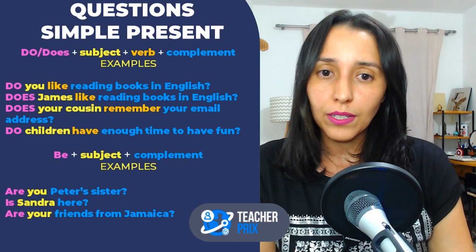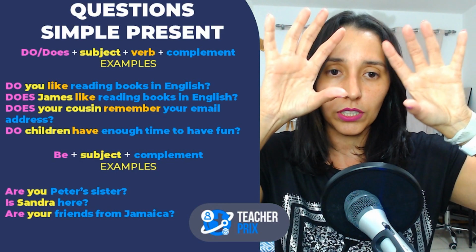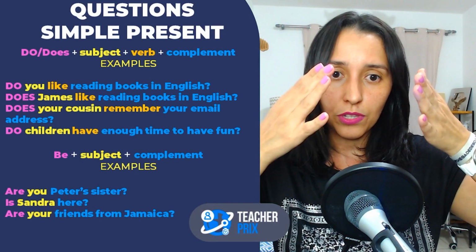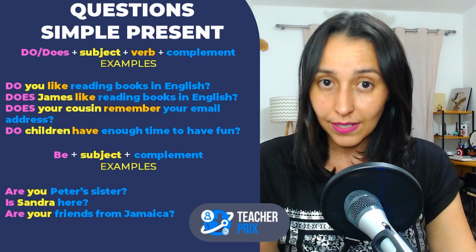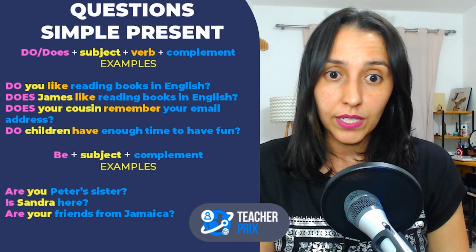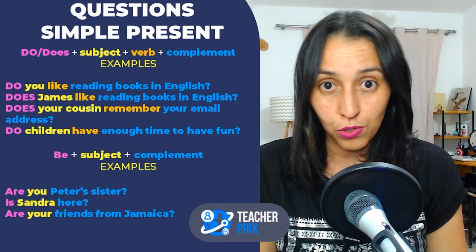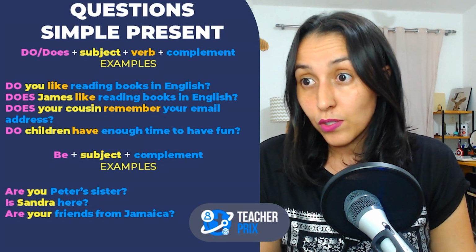So, do you like reading books in English? Here the pink word is do. So I start with do. Then the yellow word is the subject. In this case, I used you. Do you? Then the orange word is like, the verb: do you like? Then the blue part is what I need.